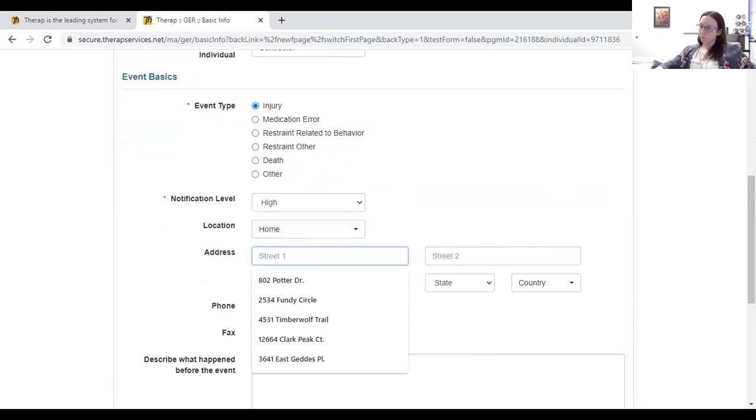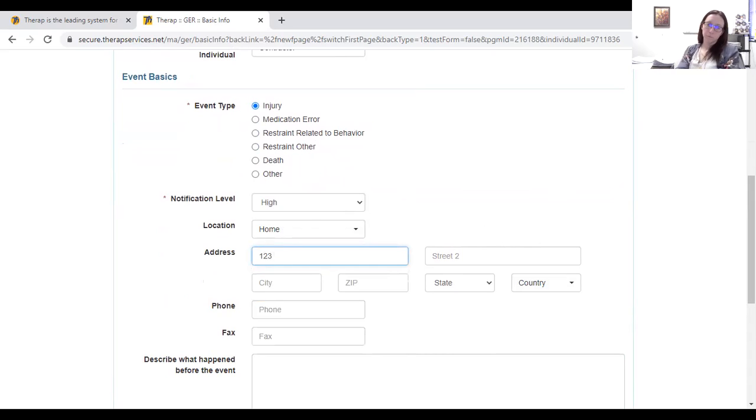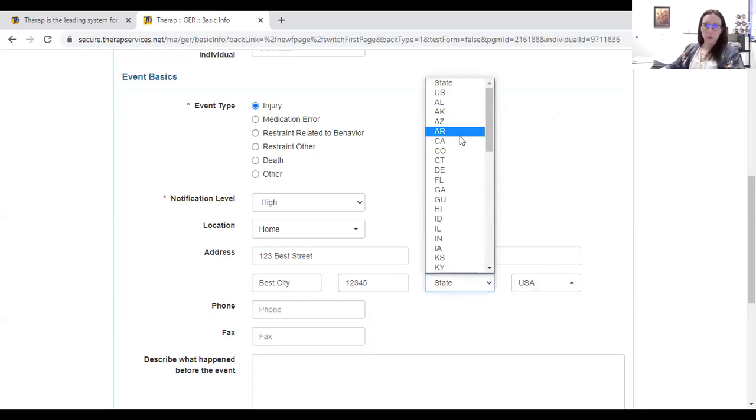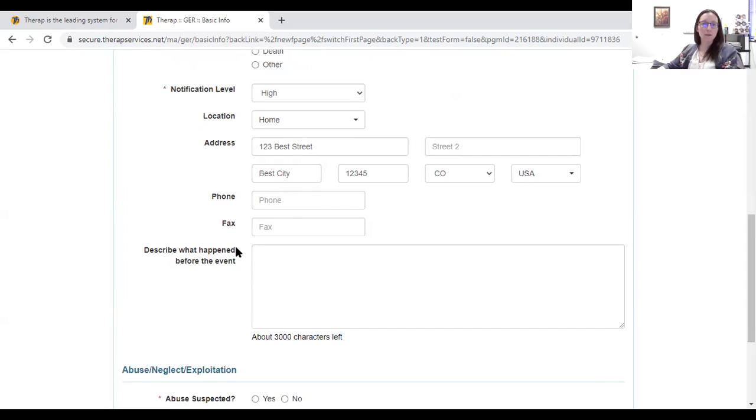So we're going to put home in here. Typically if you're putting that it happened at home, it's going to auto-populate your address as the host home provider. Make sure you do USA. We're going to do best city 1, 2, 3, 4, 5. Make sure you put a phone number in here. I'm going to go ahead and put mine in. It's going to flag me for the dots. That's a really bad habit from my reporter days. That allows whoever's reviewing the report to easily access your phone number.